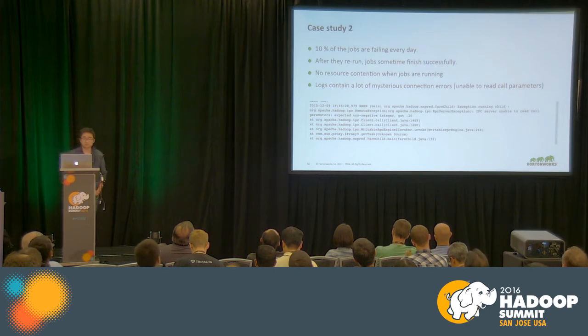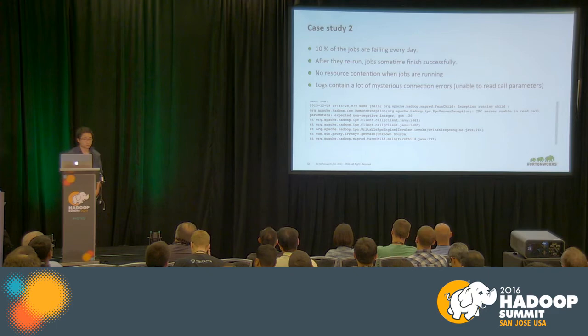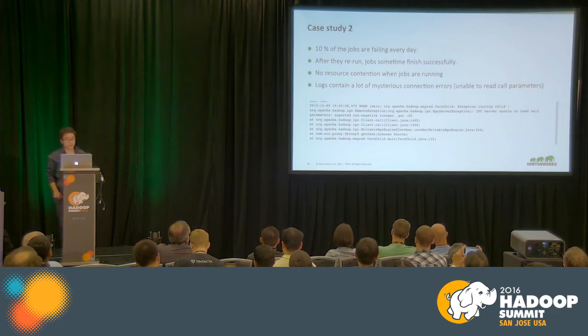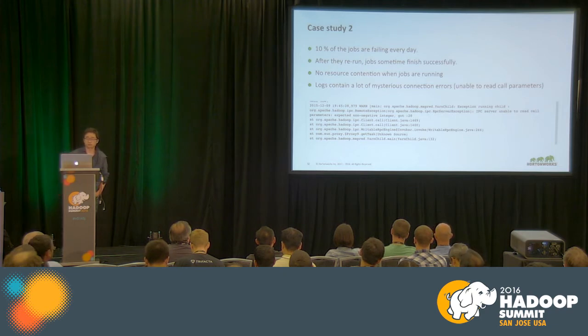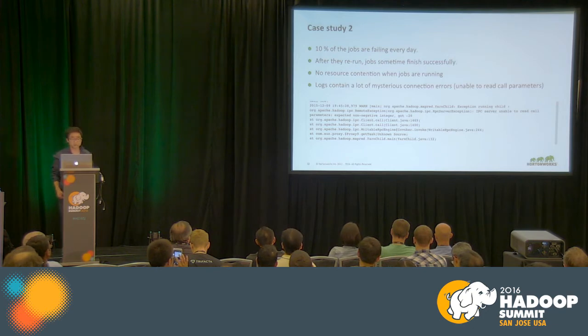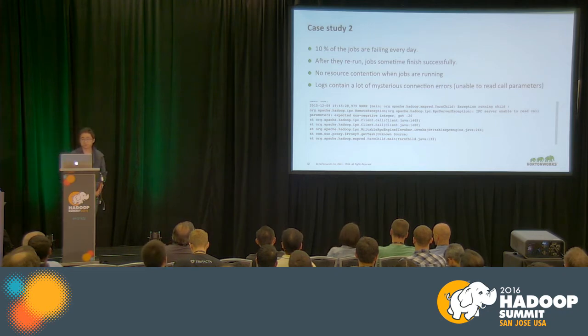This is another case we got from our customer. They complain that 10% of their jobs are failing every day, and they rerun their jobs, and the jobs finish successfully. They check all the resource contention problems, and they check there are enough resources while the jobs are running. They get the logs for the failed apps, and they see a lot of mysterious connection errors, like this: unable to read call parameters. I don't know what that means, frankly.